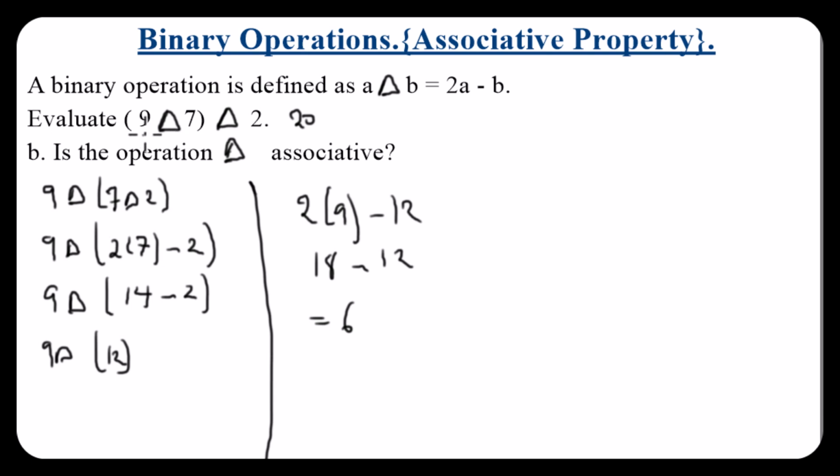So when we evaluated 9 delta 7 delta 2, where 9 and 7 are the ones in the parentheses, we arrived at 20. And when we took the 7 and 2 inside of the parentheses instead and brought 9 forward, we got a result of 6. So from this, we can draw a conclusion that the operation delta for this rule is not associative.